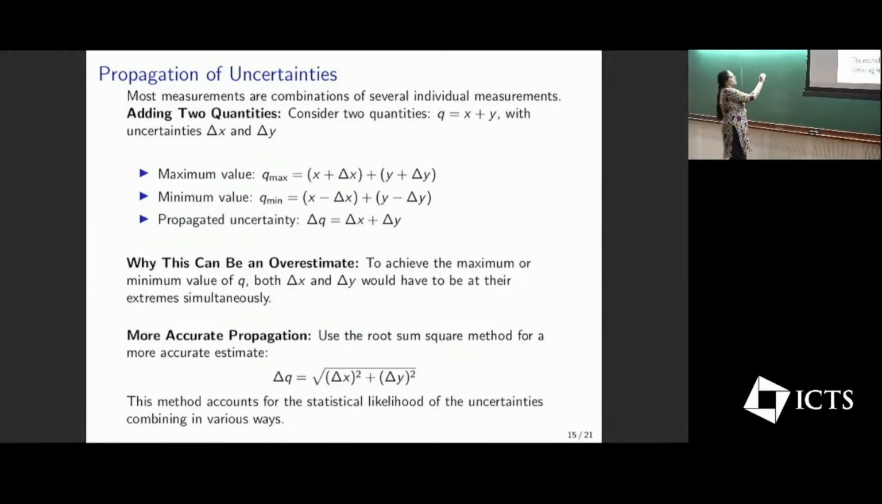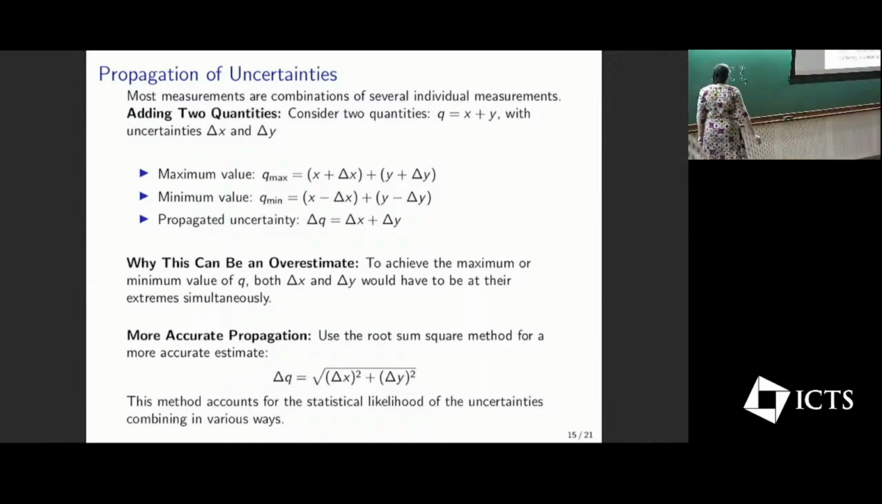So this Q is equal to x plus y, right? And you want to find out what is the uncertainty in Q. I know the uncertainties in x and I know the uncertainties in y. I know that this is uncertainty delta x and this has uncertainty delta y. What is the uncertainty in Q?